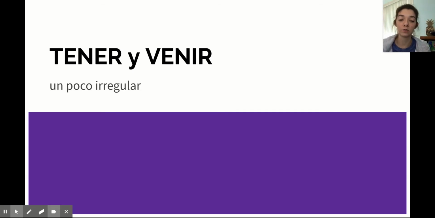We're talking about these two verbs that are un poco irregular, meaning they're a little bit irregular. They don't follow the regular pattern. Notice, though, this is an ER verb and an IR verb, so keep that in mind as we progress today. You do not necessarily need to upload a picture of your notes. However, you are going to apply what you learn here to your GimKit practice after this. So do take some notes.